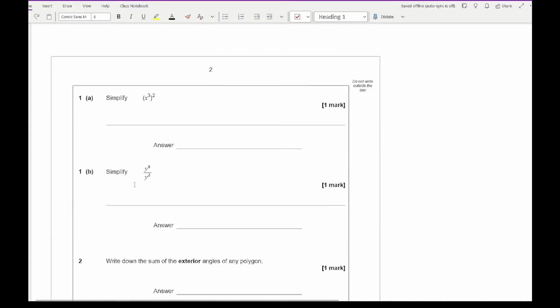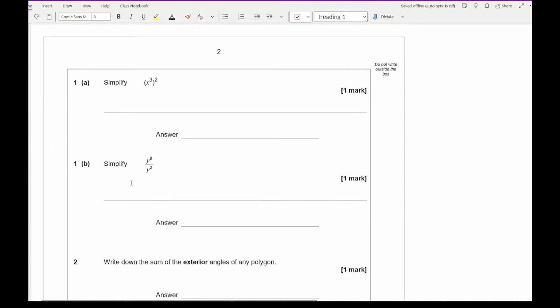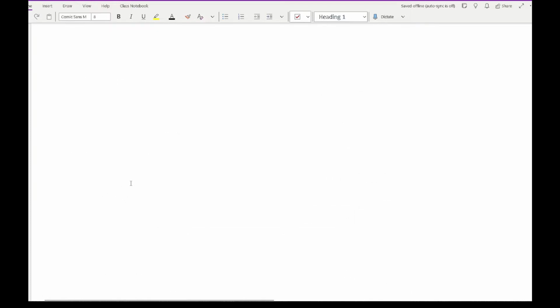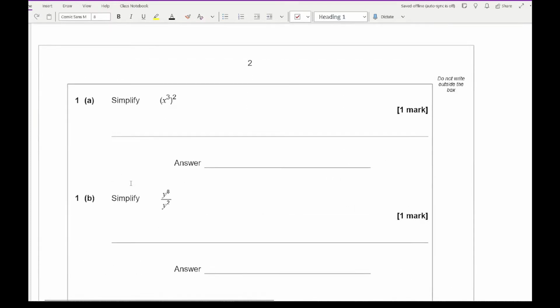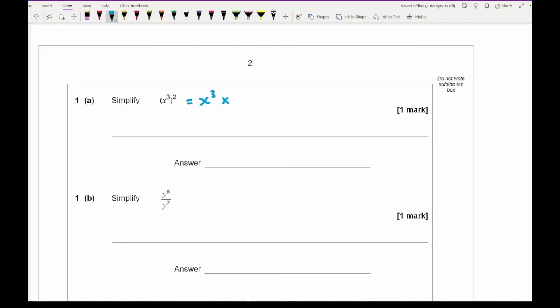So looking at question 1, let me just zoom in so you can see a bit clearer on the screen, and there we go. Question 1 says simplify x cubed squared. Now you can either know that when you've got brackets you multiply the powers, or you can see that this is going to be x cubed multiplied by x cubed. What do we do to the powers? We add them, so it's going to be x to the power of 6.